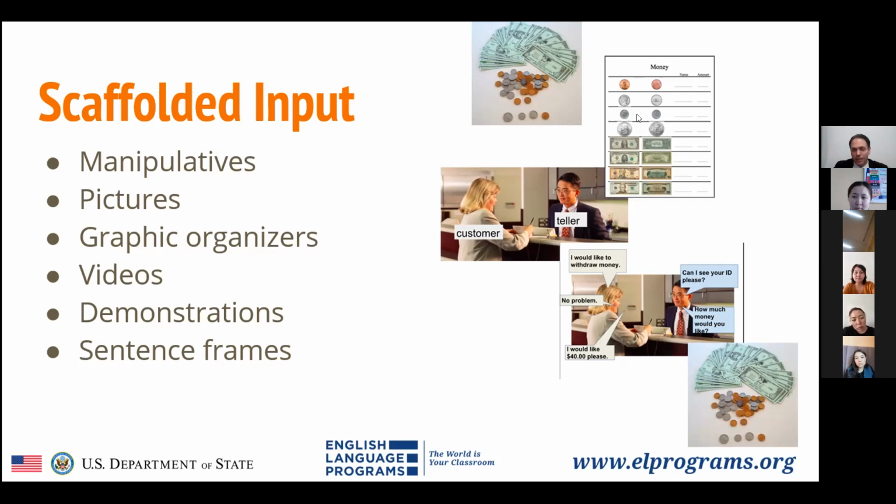You notice here when they're talking about money, they actually have pictures of the money. And instead of just saying teller and then having what a teller is in Russian and customer and having what a customer is in Russian, they have a real life experience, a picture of the experience there, so you can use that. Videos, demonstrations, sentence frames, et cetera, et cetera.